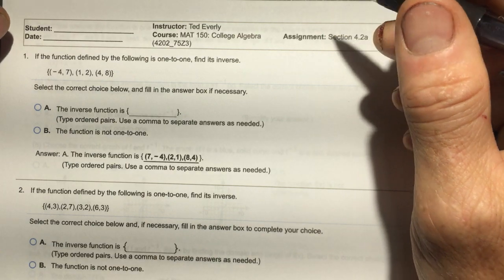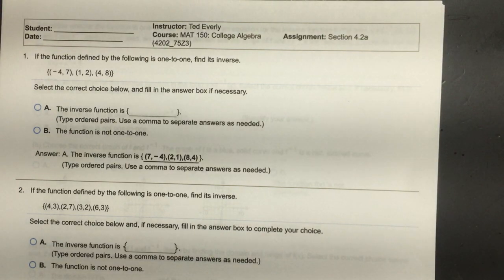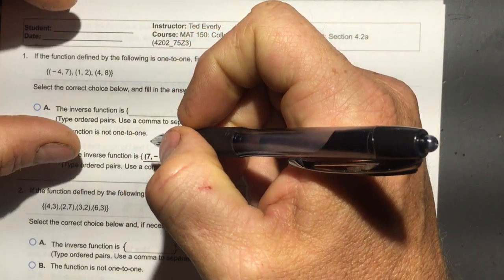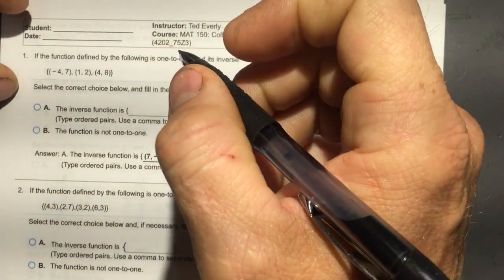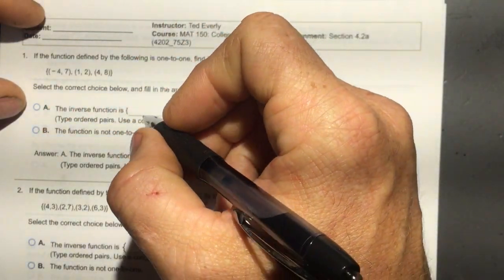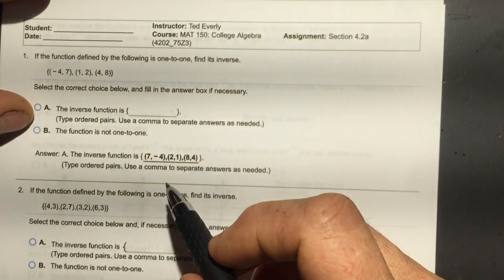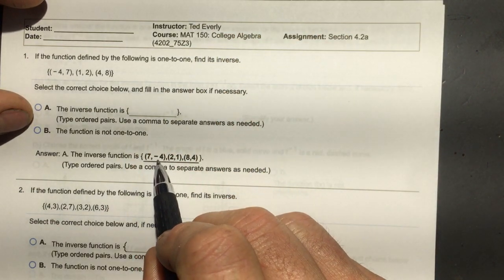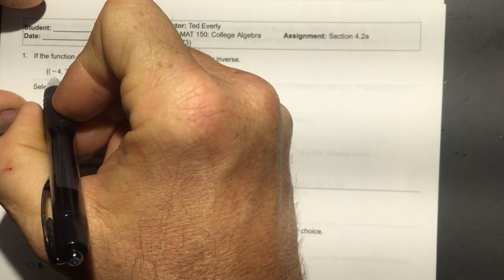All right, an inverse is a relation where we have the x's become y's and the y's become x's. And so on this right here, this is real simple. My x is -4, my y is 7. So on the inverse, I'm just going to show you the answer down here. 7, -4. I just switch these numbers.